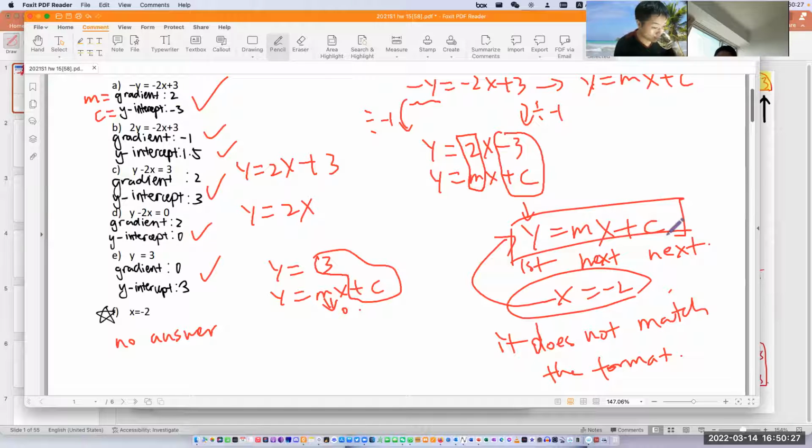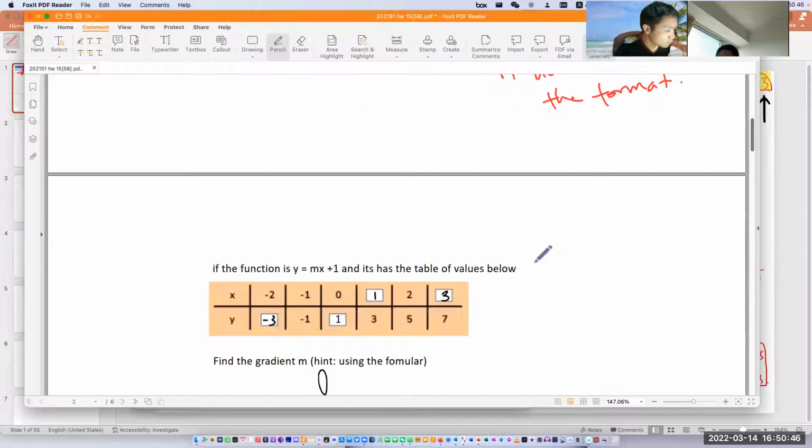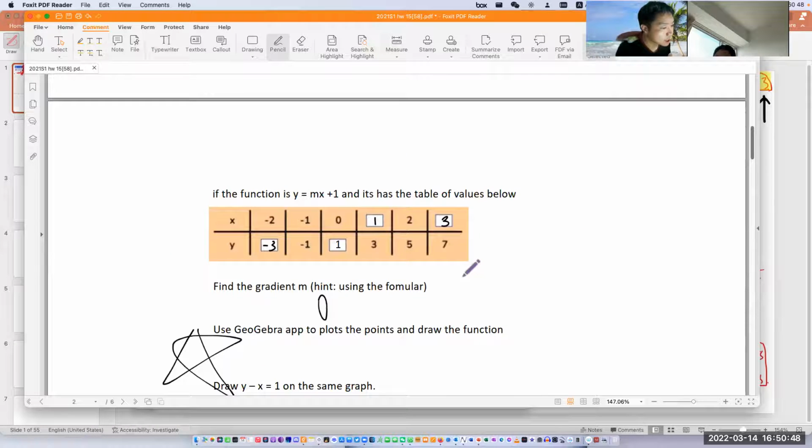So when it does not match the general format, no answer. It's just like you do not meet the minimum requirements to watch a movie, so you can't watch the movie. Simple as that. Okay, good.